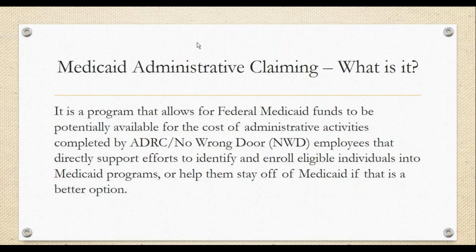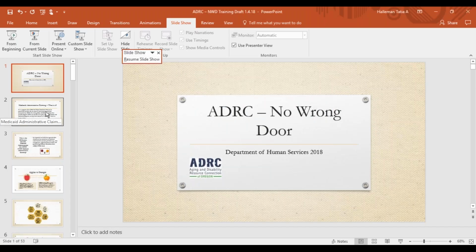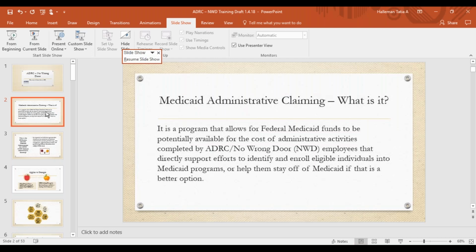So Medicaid administrative claiming, there's been a lot of confusion on how this differs from Medicaid admin. And this is another opportunity for federal funds to be available for staff that have been assigned to the ADRC No Wrong Door program. And it is more to help people before they have reached Medicaid. So you're helping people discuss their long-term service options in their community, and Medicaid might be the best option.